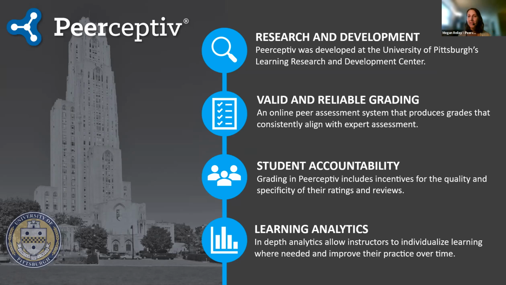Everything is anonymous, and if it's a writing assignment or some other assignment where there's no visual or audio element, it's all double blind. If it's a presentation, the reviewers are anonymous, but of course, you know who's giving the presentation, for example.